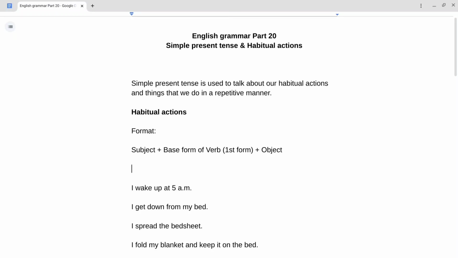Today we are going to part 20 of English grammar. It is simple present tense and habitual actions. In the last part 19, we started with simple present tense and its real life applications.